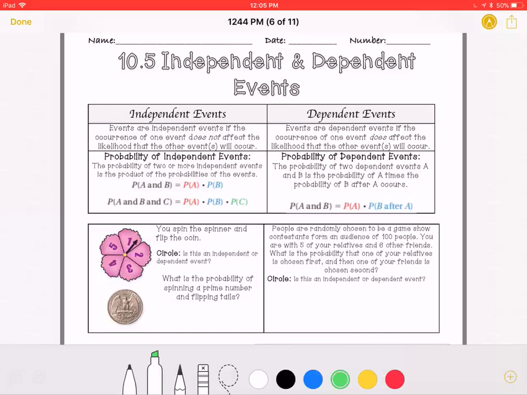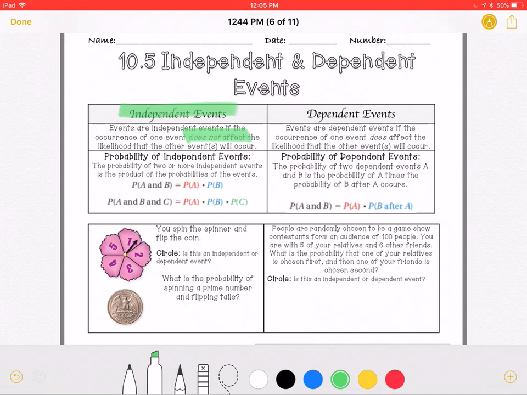10.5, independent and dependent events. First, let's take a look at what the difference between an independent and a dependent event is. Events are independent events if the occurrence of one event does not affect the likelihood that the other event will occur. So these do not affect each other.